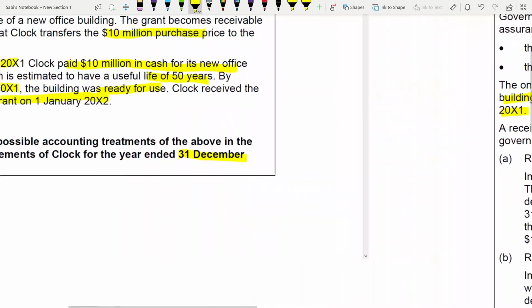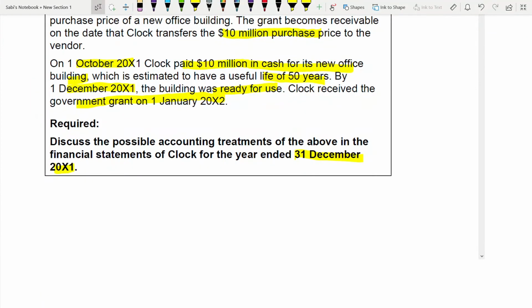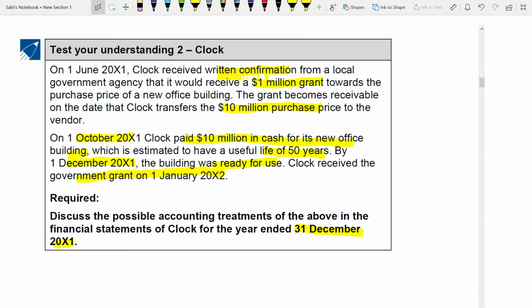What happened on 1st of October? That was the date when they paid the 10 million in cash for the new office building, because that was the condition for the grant. They told this 1 million grant was for the purchase price of a new office building, right? So this is a condition. So when they purchase the office building, that day onwards, this grant will be recognized. So it will be recognized on 1st of October 2001 because that was the date when 10 million was paid for the new office building.